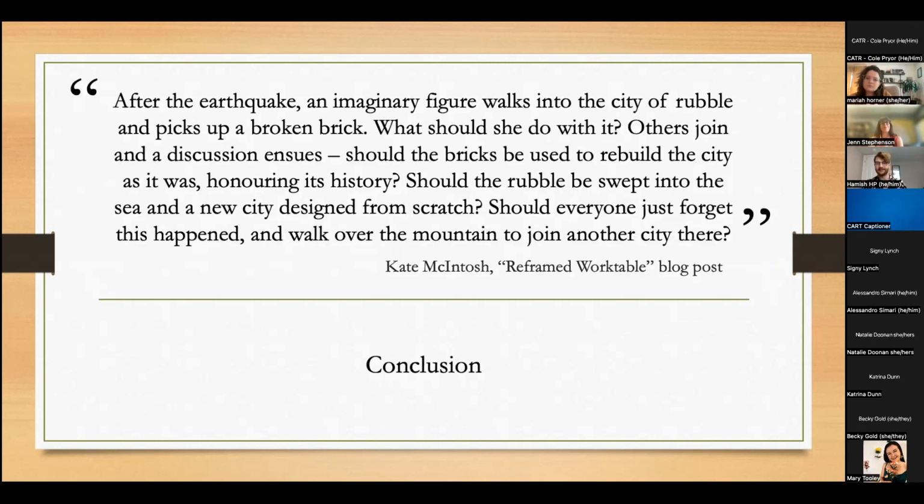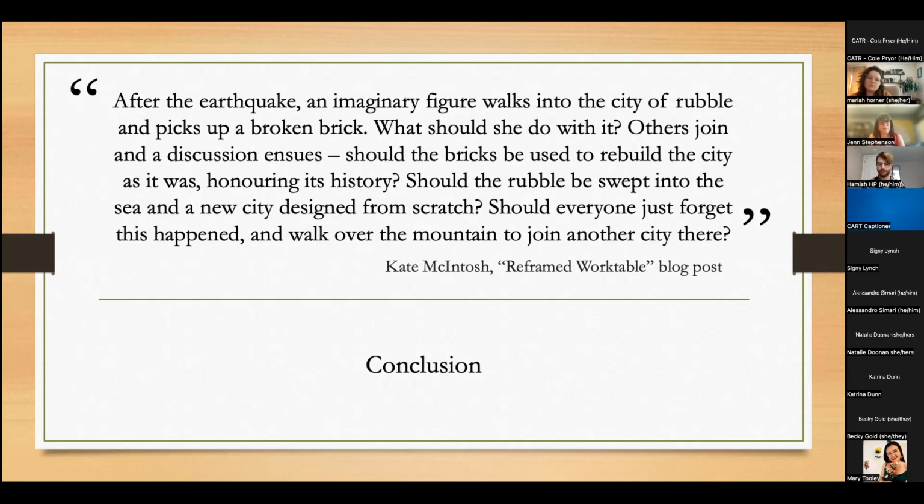Now, I'd like to leave you with a quote from Macintosh on the performance, because I think for me, it really sums up what the power of this piece is. She asks, after the earthquake, an imaginary figure walks into the city of rubble and picks up a broken brick. What should she do with it? Others join and a discussion ensues.